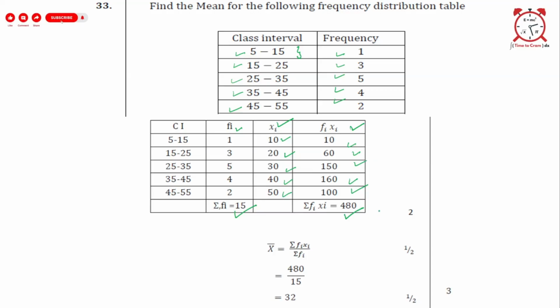Now the formula: x bar = sigma fi xi divided by sigma fi. Putting in the values, we will get the answer 32. So, a very easy sum. You can easily earn 3 marks. Here you can see that 2 marks are for making the table. Some of the students do not write a table appropriately or do not write the table at all. This is a practice we must not follow in the board exam. We have to write a table, then the formula and then the answer. For the formula, half a mark is allotted.